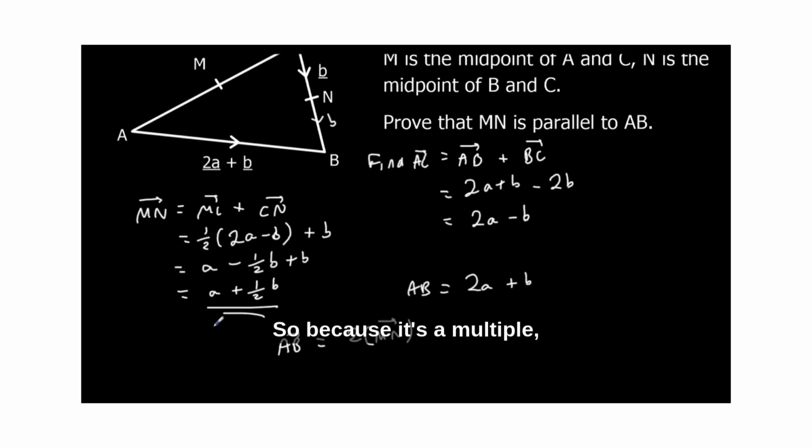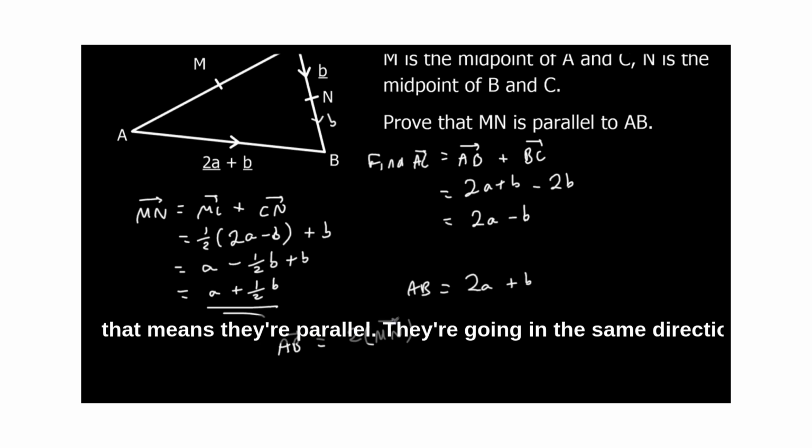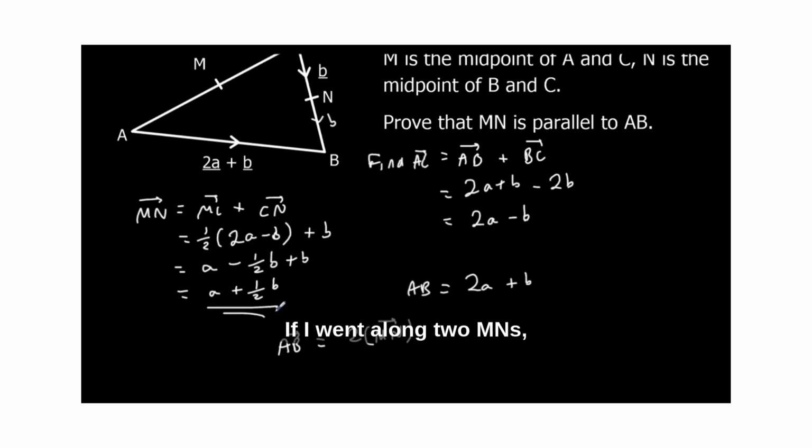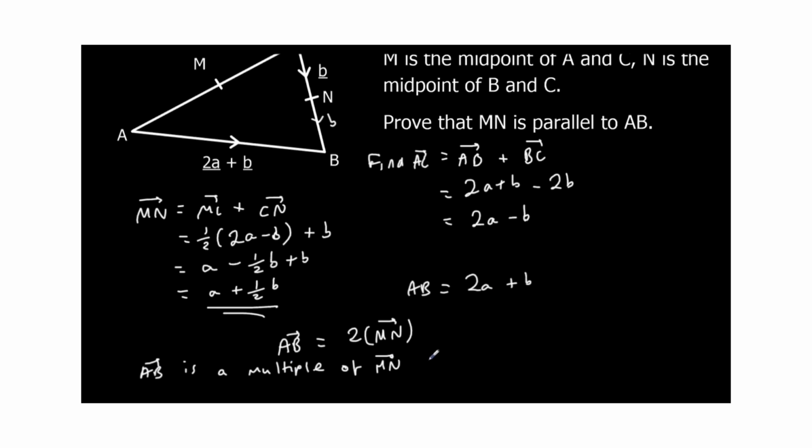Because mn is a multiple of ab, or ab is a multiple of mn, because one is a number times the other one, that means they're parallel. They're going in the same direction. If I went along 2 mn's, I've gone along an ab. So ab is a multiple of mn, therefore mn is parallel to ab.